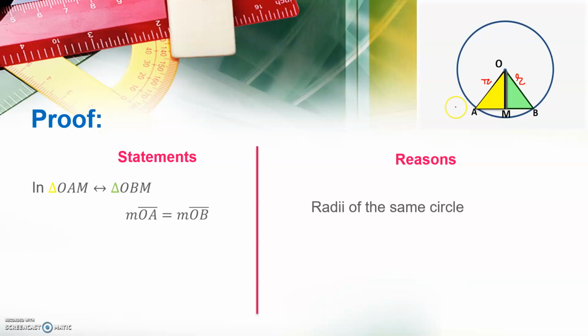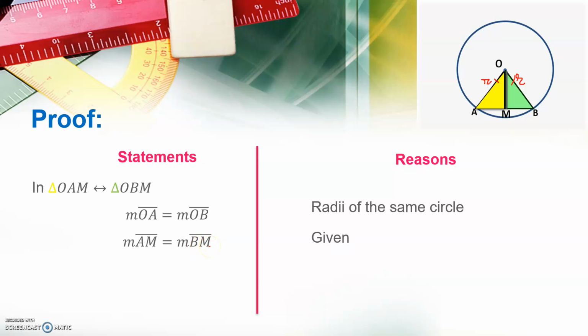So that is why we say that measurement OA is equal to measurement of line segment OB as radii of the same circle. Now we have proved that this side of triangle OAM is congruent to this side of triangle OBM. Now measurement of line segment AM is equal to measurement of line segment BM.